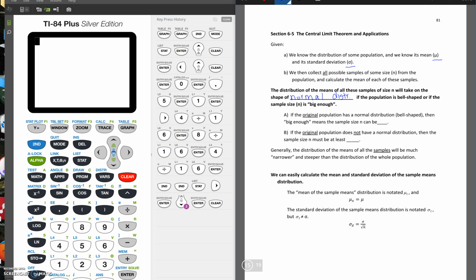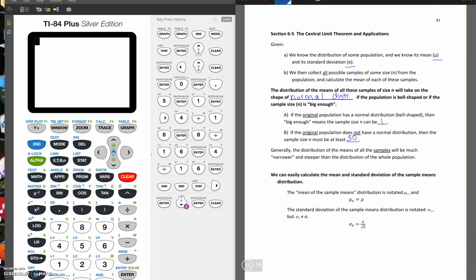So if the original population has a normal distribution, then big enough, the sample size can just be size 1. It's already a normal distribution. If the original population does not have a normal distribution, then the sample size must be at least 30.